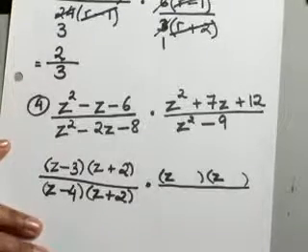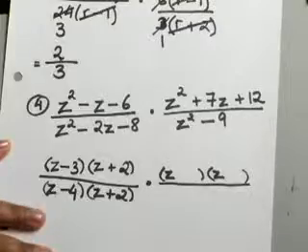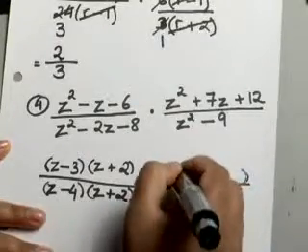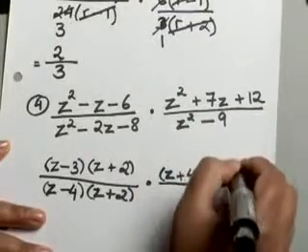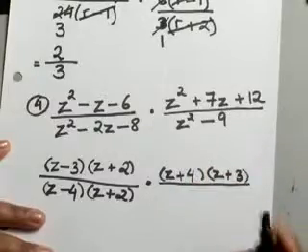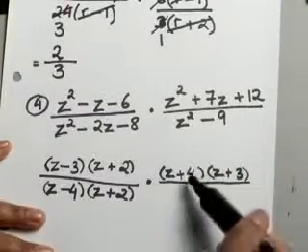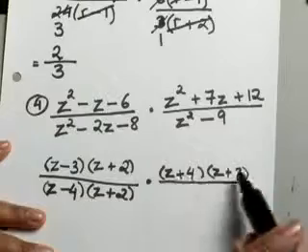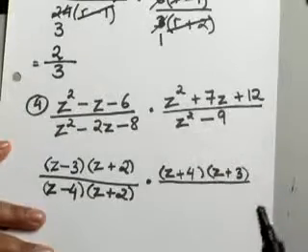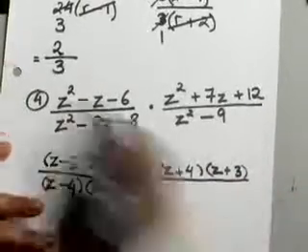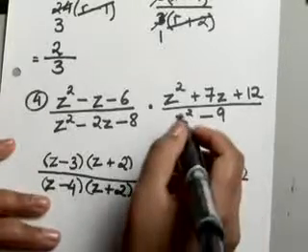Let's see, 12 would be 6 times 2, but 6 and 2 do not add up to give us 7. 4 times 3. 4 and 3 would give us 7. So we will go ahead and use positive 4 and positive 3. As you can see, 4 3s are 12. Plus 4 and plus 3 will give us plus 7. So you can go ahead and factor out your numerator that way.